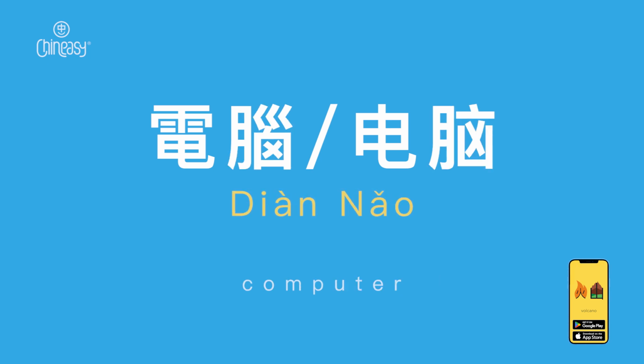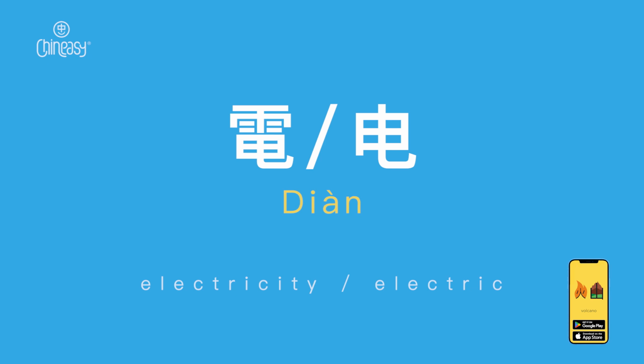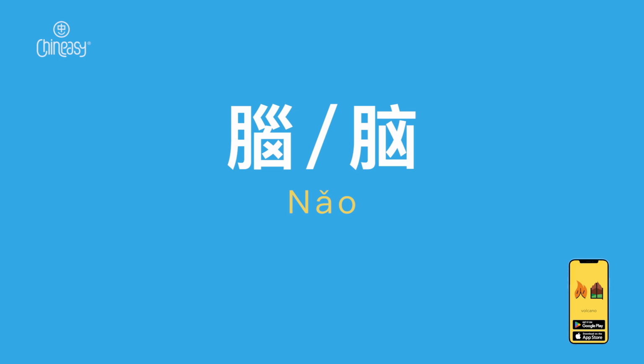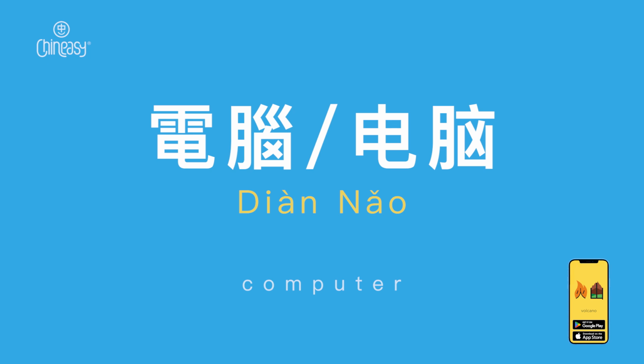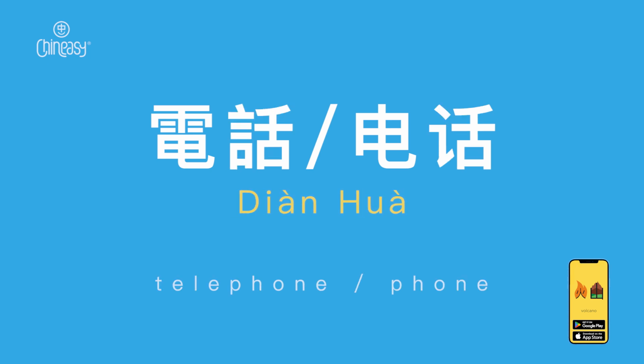And to say computer, it's 电脑. 电, electricity, is a fourth tone. 脑 is the brain. So electrical brain is the computer. 电脑. And to say telephone is electrical speech. So we use 电话. 话. 电话 is the telephone.